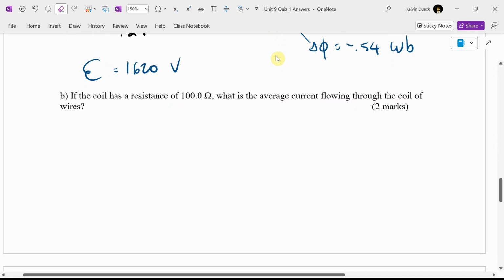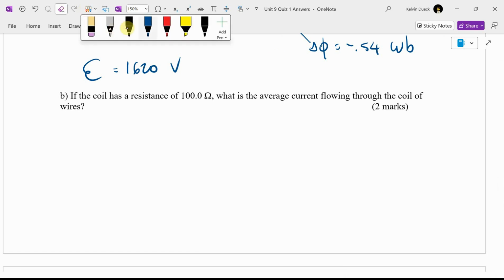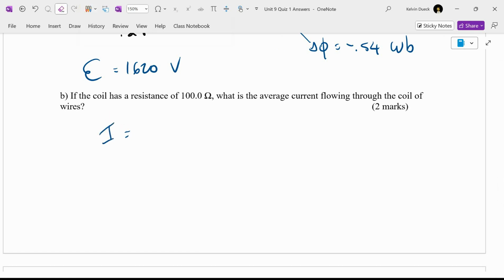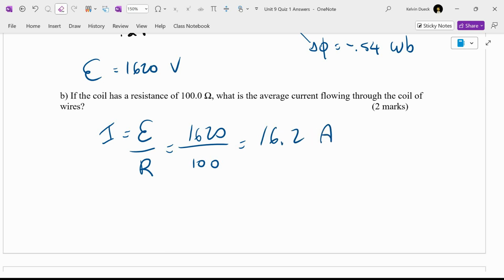If the coil has a resistance of 100 ohms, what's the average current? Okay. I equals the voltage divided by the resistance. It's going to be 1620 divided by 100. I can do that in my head. 16.2 amps.